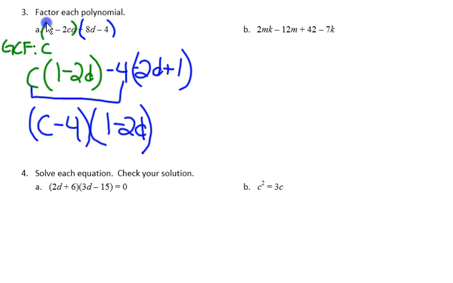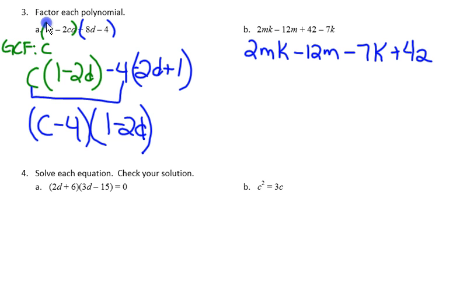All right, letter B, 2mk minus 12m, 42 minus 7k. So this one, I'm going to just rewrite it now and put the k in front so that it matches up here, because I can do that since the commutative property says I can add numbers in any order.